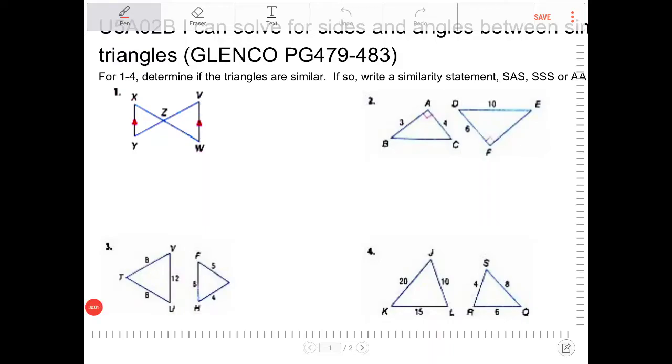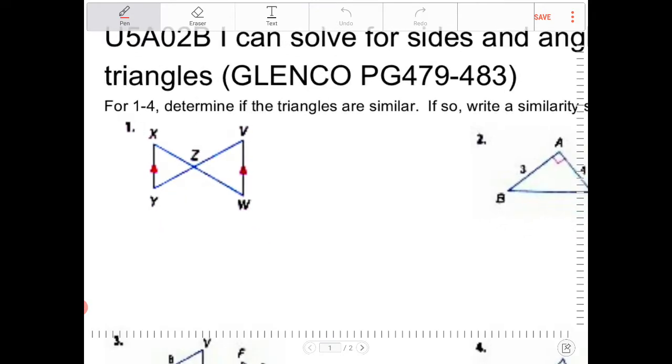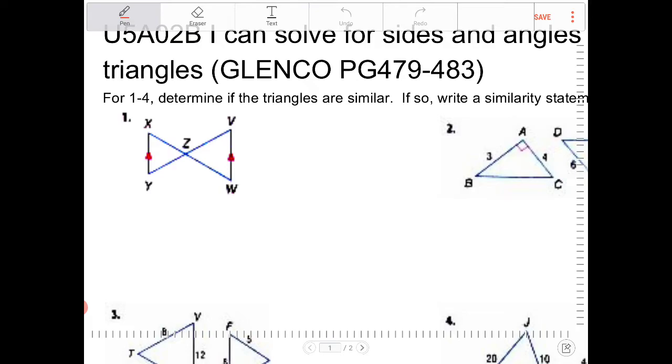Hello students, in this video I will go through exercise U5A02B, which is an exercise taken directly out of the Glencoe book from page 479 to 483 on solving similar triangles, solving for sides of similar triangles.